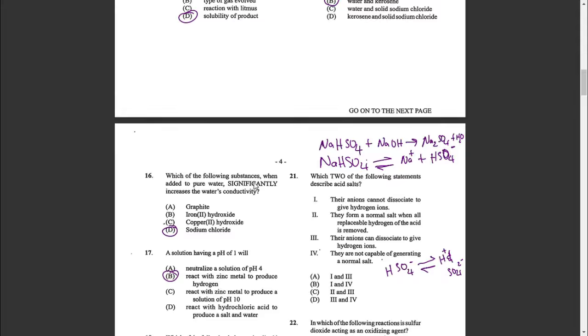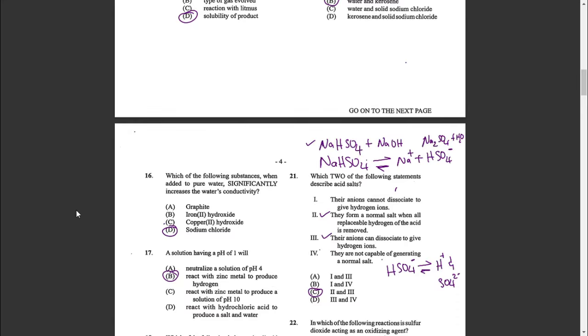Okay, so they form normal salts when all replaceable hydrogen of the acid is removed, as you can see right here. So that is true. Their anions can dissociate to give hydrogen ions, as you can see right here. So it's 2 and 3, and that is C.